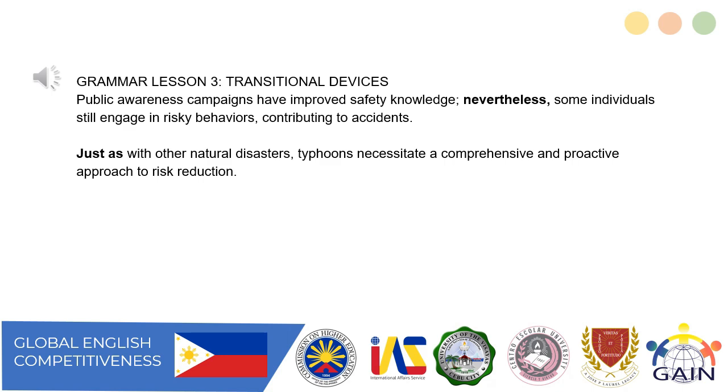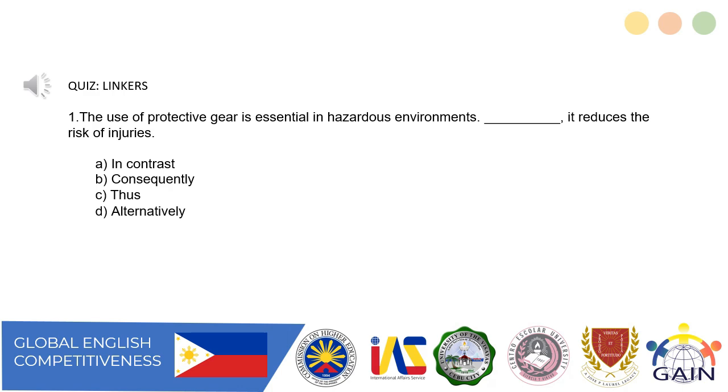Using transitions in your writing can help to create a more polished and professional piece and can make it easier for your readers to understand the connections between your different ideas. Let us now measure your understanding of the linkers through this short quiz. First item. The use of protective gear is essential in hazardous environments. Blank, it reduces the risk of injuries. Which linker is the correct answer?